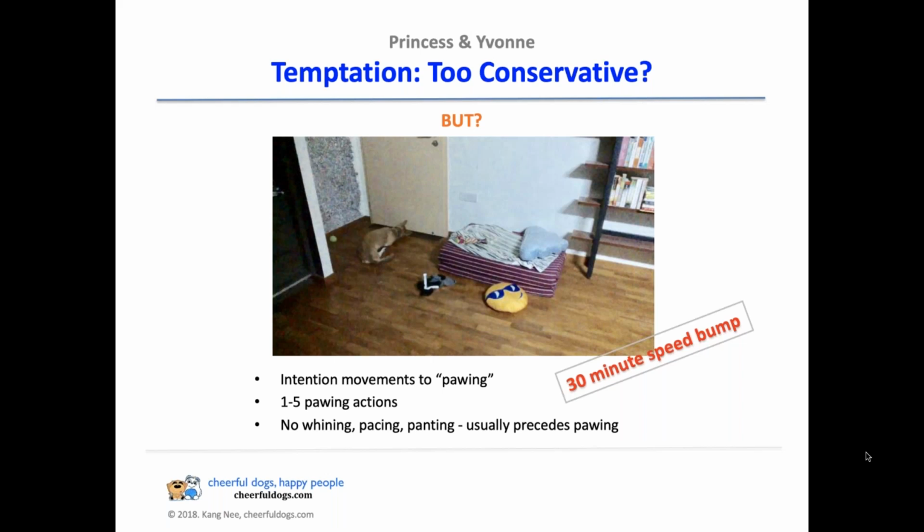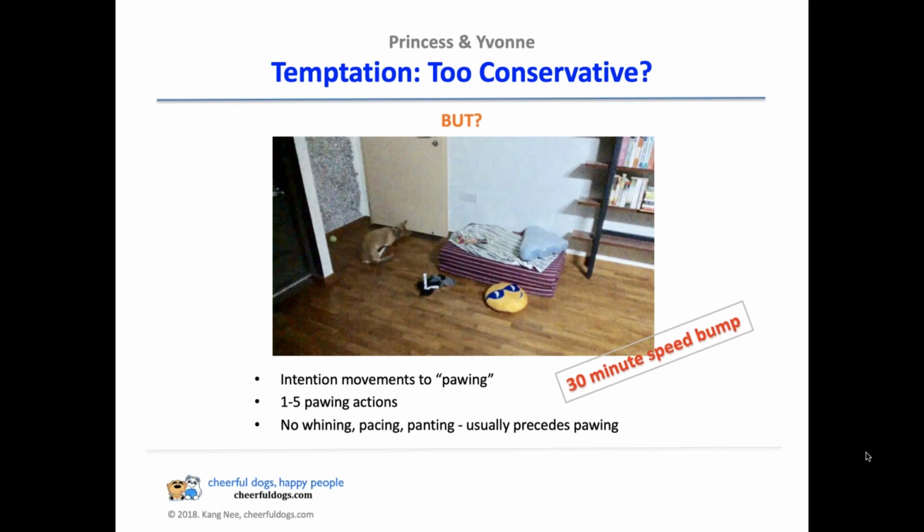But what we did notice was that her anxiety levels have dropped tremendously. We are no longer getting that whining, the pacing, or the panting, which usually precedes a pawing bout. And even if she were to scratch at the door, it was not that frantic scratching. It was a kind of 1, 2, maybe up to 5 very light taps on the doorway. But still, we don't want that, because remember, that was the behavior that caused injury. So what do we do? How can we get her over this speed bump?